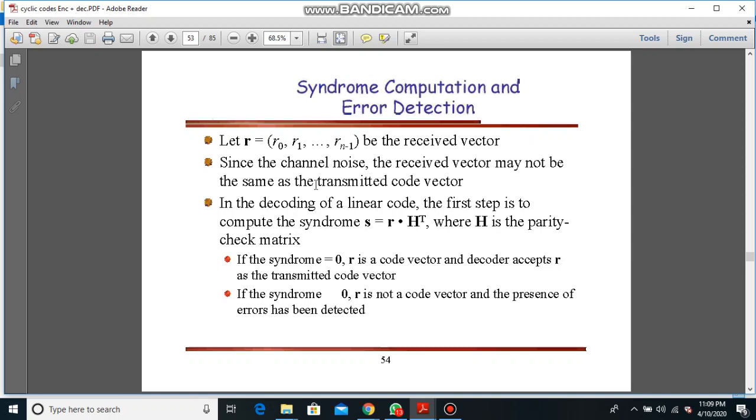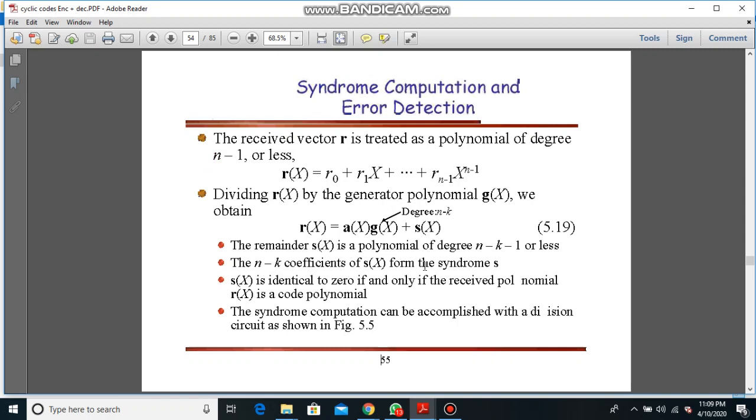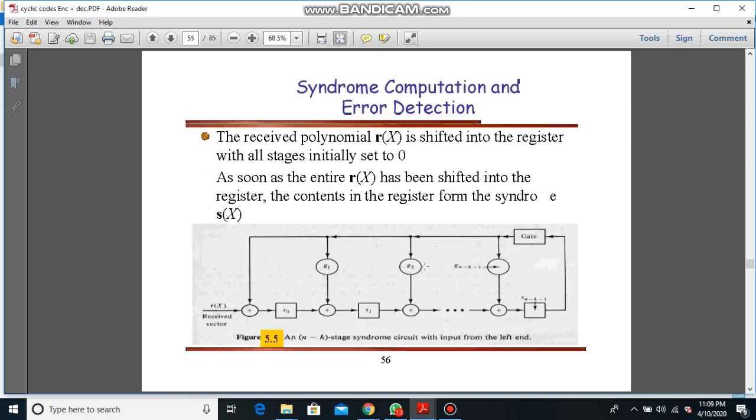So next is my syndrome computation and error detection. Syndrome calculation is S equals R H transpose. We all know this thing. So if the syndrome is 0, that means the received code vector is the same as the transmitted one. And if the syndrome is not 0, then there is some error. So the error vector we have to find. r(x) is the received vector polynomial. So the decoder can be designed accordingly.